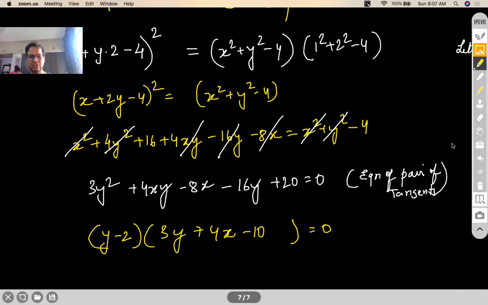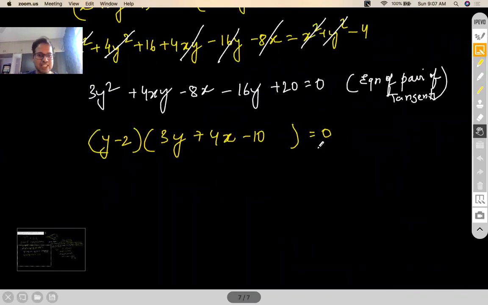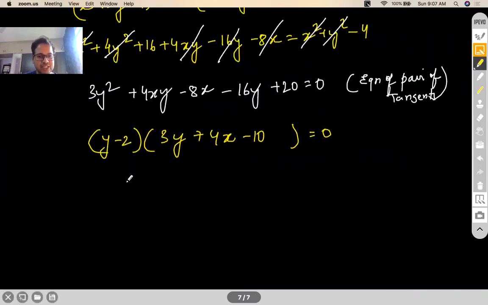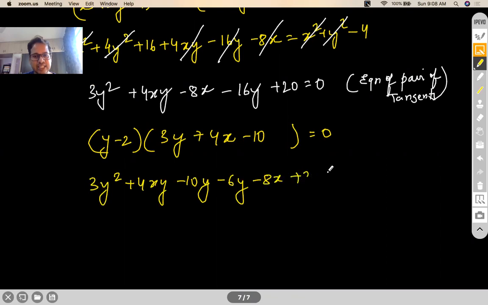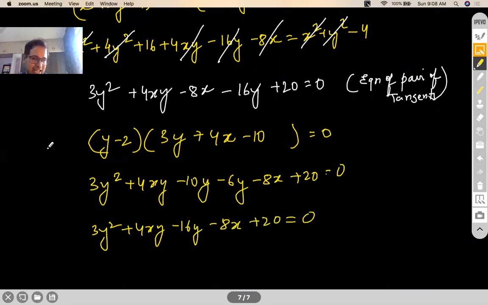Okay, let's try to multiply it. So let's multiply y's first. So you'll get 3y square plus 4xy minus 10y. Then multiply this, you'll get minus 6y minus 8x plus 20. Oh, wonderful. 3y square plus 4xy minus 16y minus 8x plus 20. Same to same equation I have got. Same to same equation. Correct?